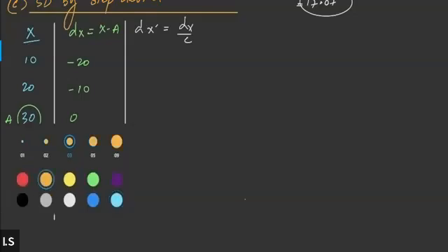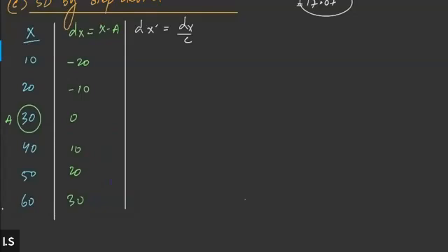10 will be the common factor because dx can get divided by 10. All the values of dx will be divided by 10. So we are considering c as equal to 10. So now we will calculate the dx dash: minus 2, minus 1, 0, 1, 2, and 3.